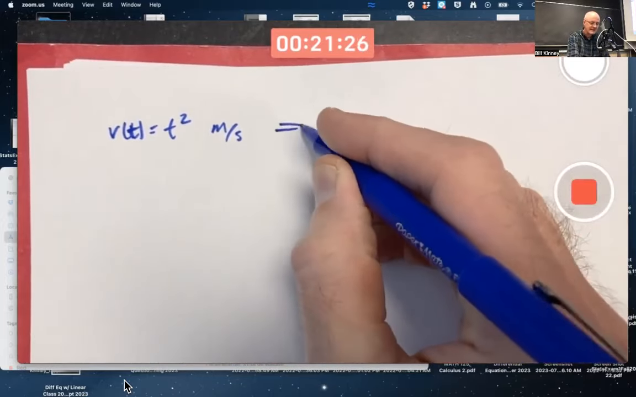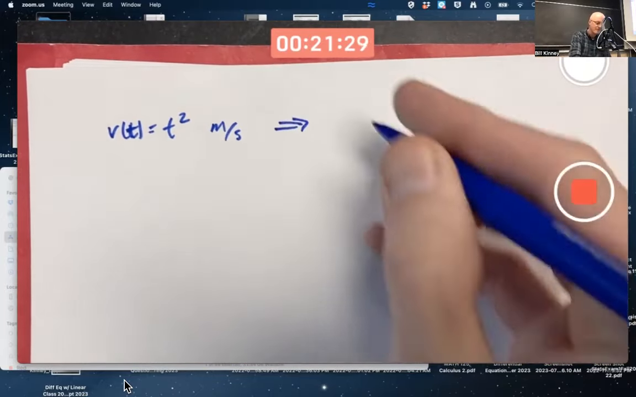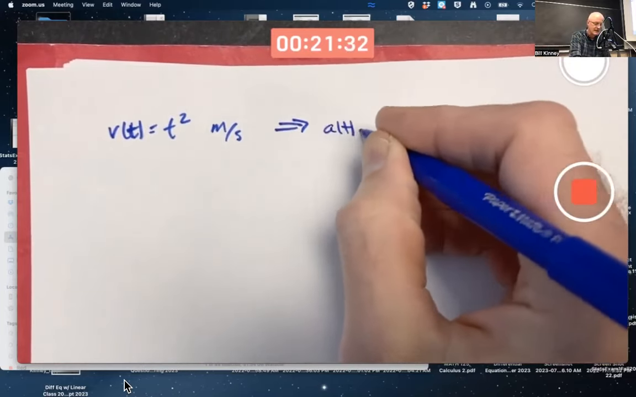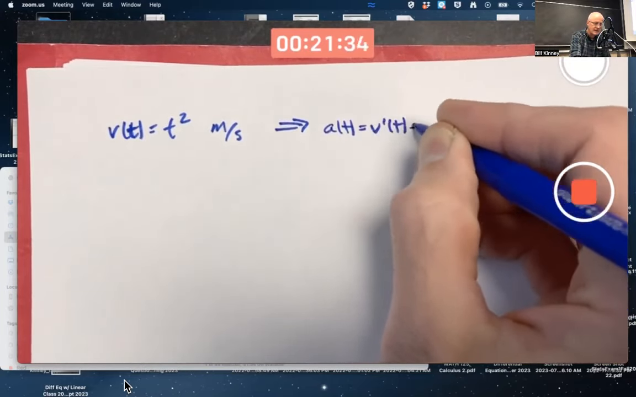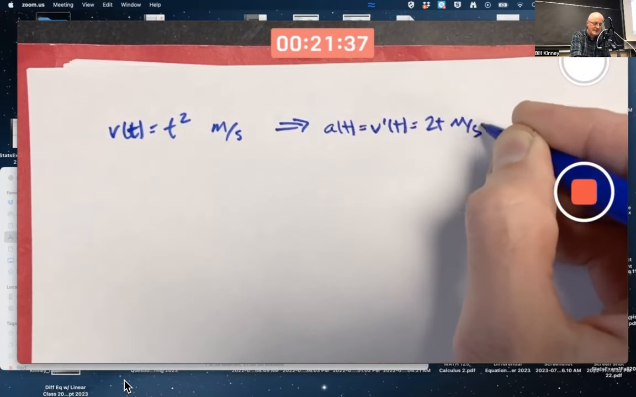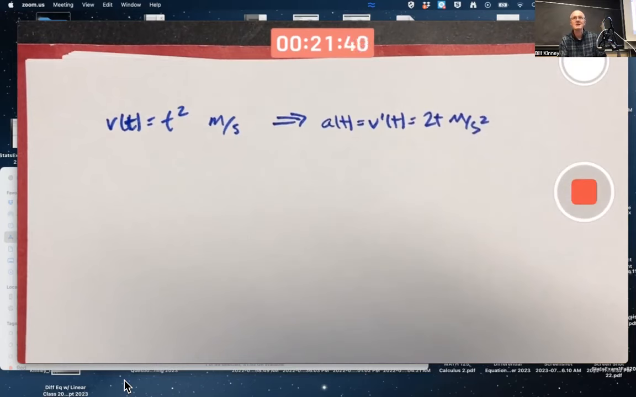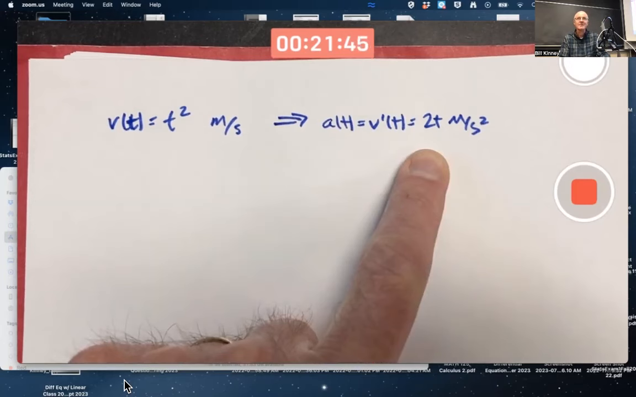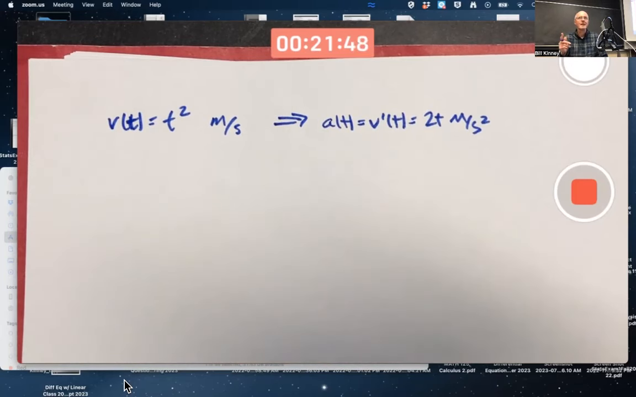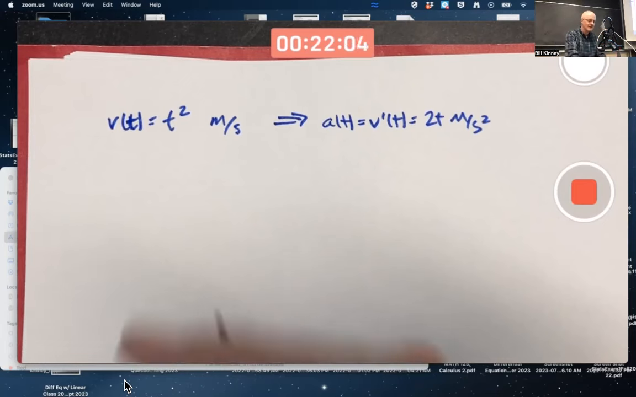The derivative of this is the acceleration because it's still one-dimensional motion. You could call it a of t. V prime of t is 2t meters per second squared. It's no longer a constant acceleration. It's an acceleration that is increasing. Not only is your speed increasing, but your acceleration is increasing. Not only are you going faster and faster, you're going faster and faster at a faster and faster rate. Hard to imagine.